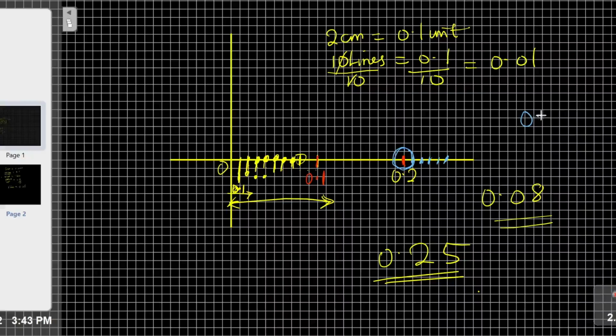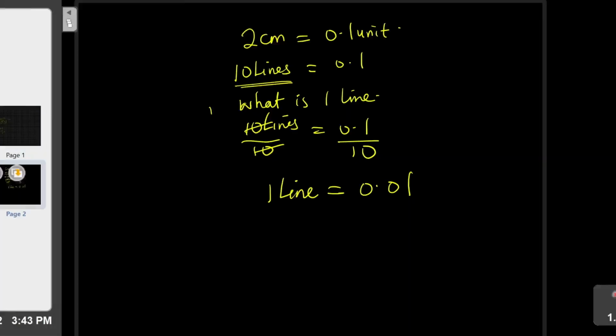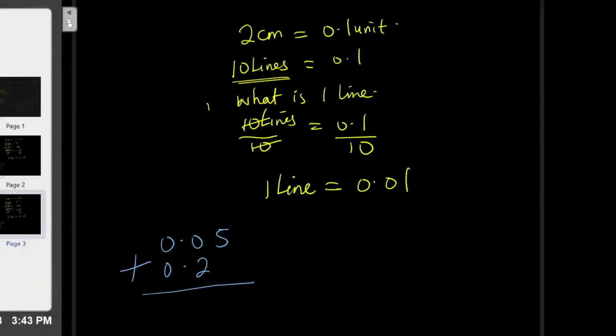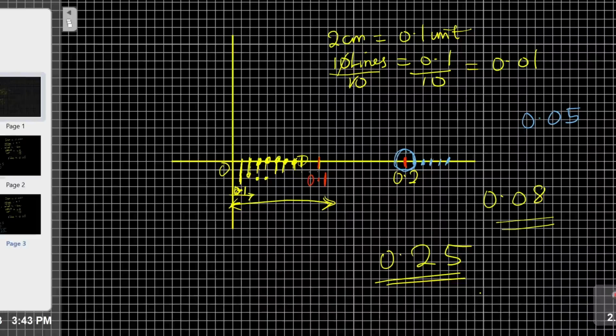Now if you say 0.05, let me do it the other place. If you have 0.05 plus 0.2, what would be your answer? So it simply means that at this point you're having 0.25. So this is how graph works. Now you understand what is scale, how to measure scale.